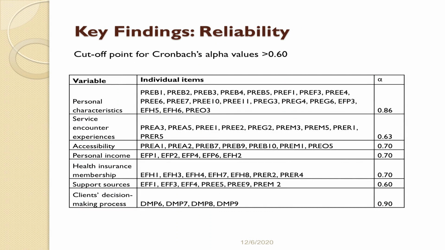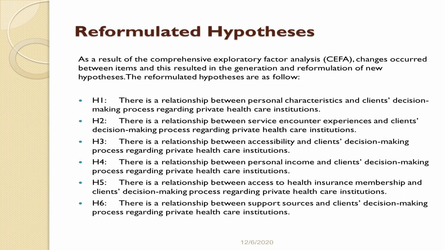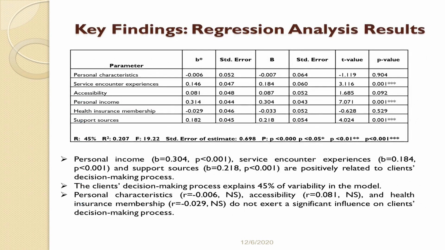Furthermore, variables such as health insurance and family financial supports were renamed, as items that were supposed to load and measure other variables loaded together in the same factor, with health insurance and family financial supports. The table shows the satisfactory reliability of 0.6 and above for each variable.